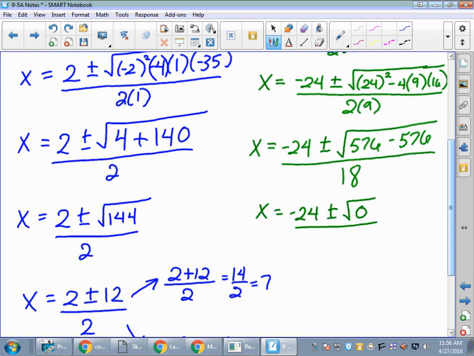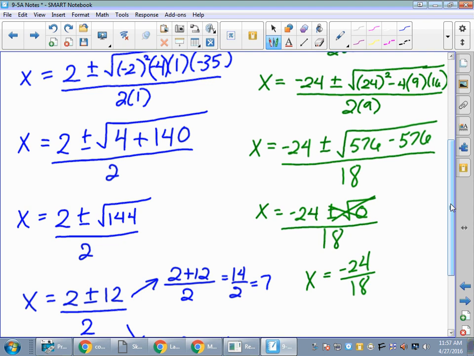Square root of 0 all over 18. The square root of 0 is just 0, so this kind of just cancels. There is no plus or minus. Your x value is negative 24 over 18, which is really 4/3.